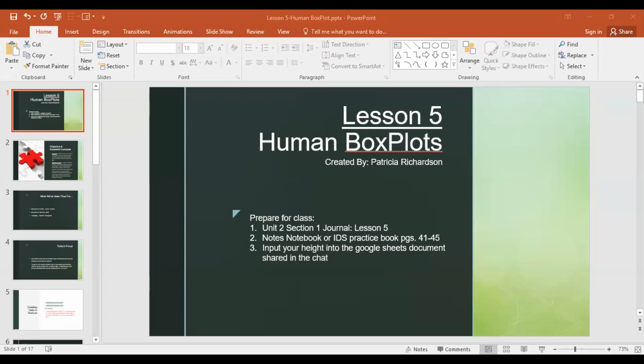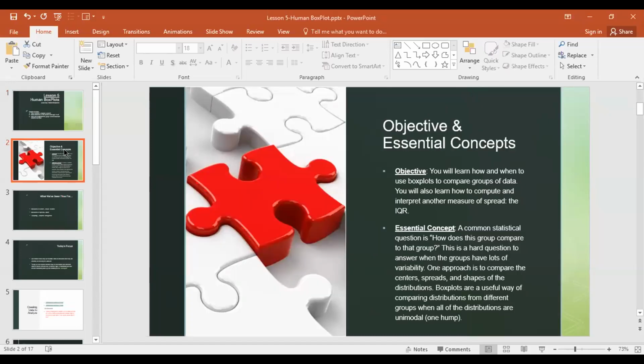All right, so lesson 5 of unit 2, we're talking about box plots, okay? So you have your journals out, you have your notes out, and you put your heights into our Google Sheets. So we've collected our data. Those of us that have the data open, keep it open. We're going to continue using it throughout the whole class, okay?